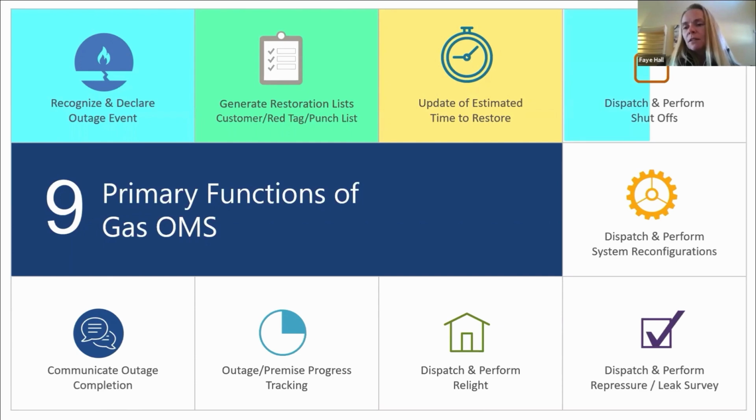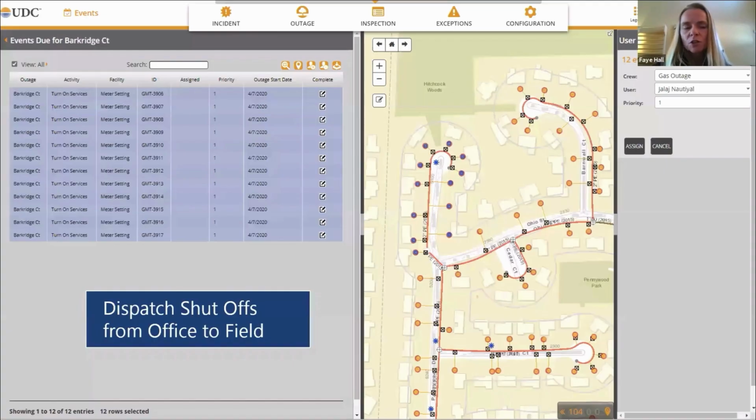So now when we get to dispatch and perform the shutoffs, that's the first step in this workflow. There is an event management module that controls all of the work. So I've gone into the outage that we just defined for Bark Ridge Court. Using my map, I have selected this one section, and it has filtered my list. You can see that it's filtered those rows, and I've selected those 12. I'm going to assign them to a specific field tech, so that work would go out to him in the field. So this would be dispatching or assigning work from the office to the field.